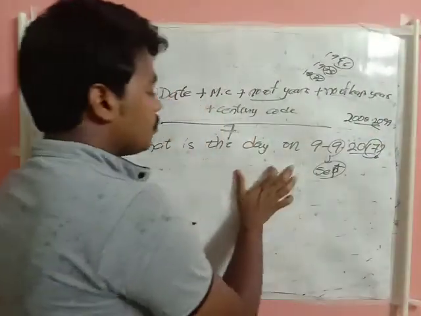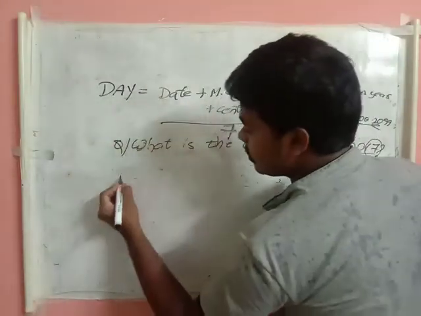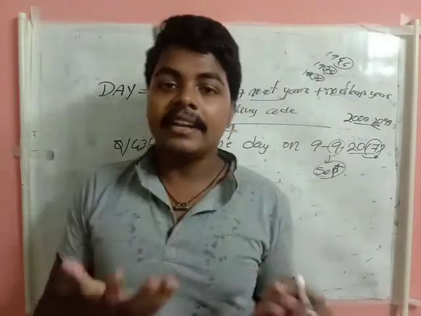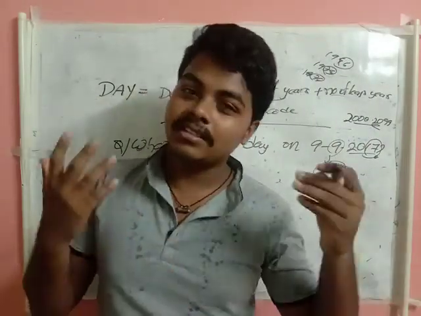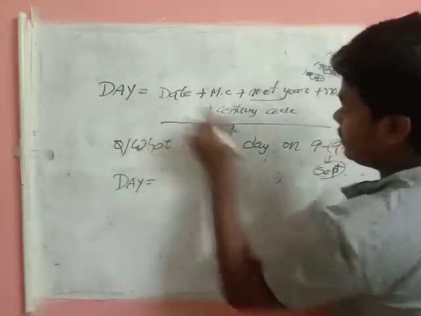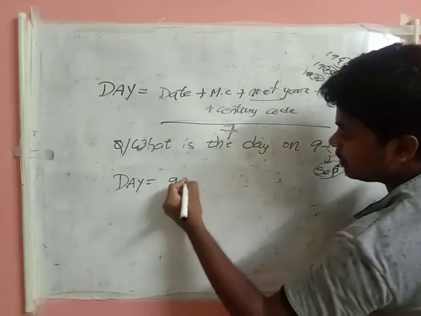Now let us go to the question. What is the day on 9th September 2017? He is asking whether it is Sunday or Monday or Saturday or Friday. I just want to tell that, right? Now day is equal to date. So what is the date? 9th September means 9. So 9 plus month code.